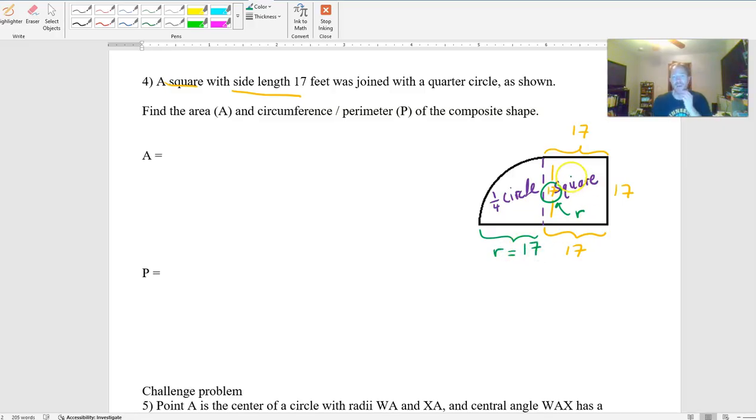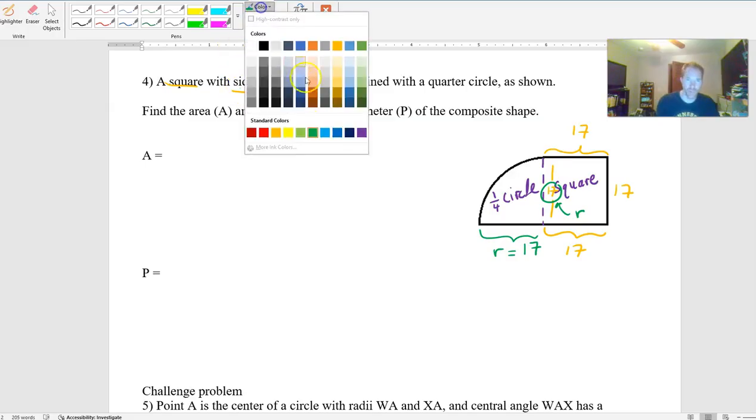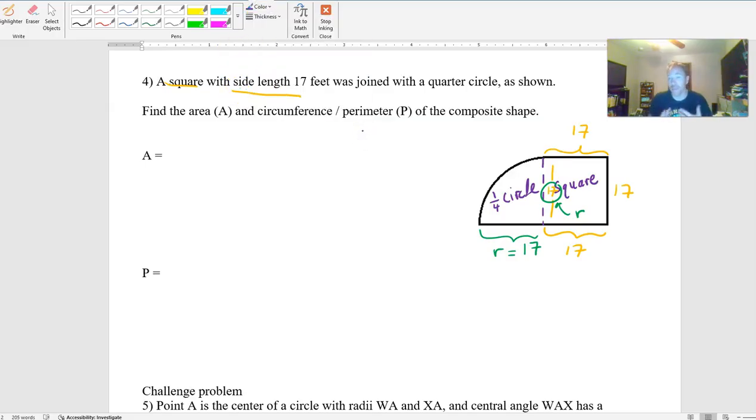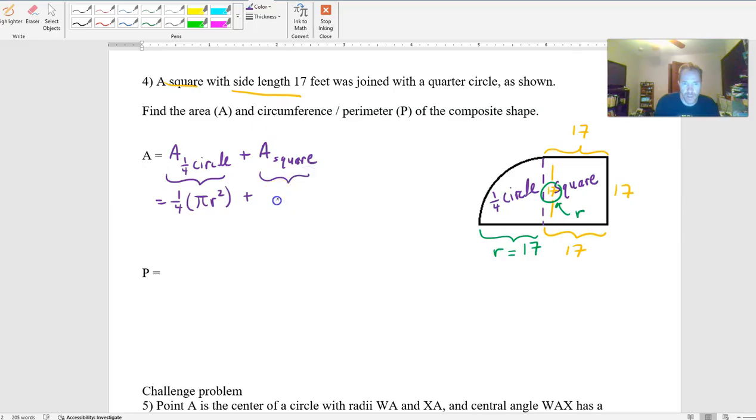So as far as the area goes, remember that typically an area, in my opinion at least, is a lot easier. So we could do the area of the quarter circle plus the area of the square, and that would give us the area of this composite or compound shape. So quarter circle area would be 1/4 of a full circle, pi times radius squared. Area of the square is side length squared.